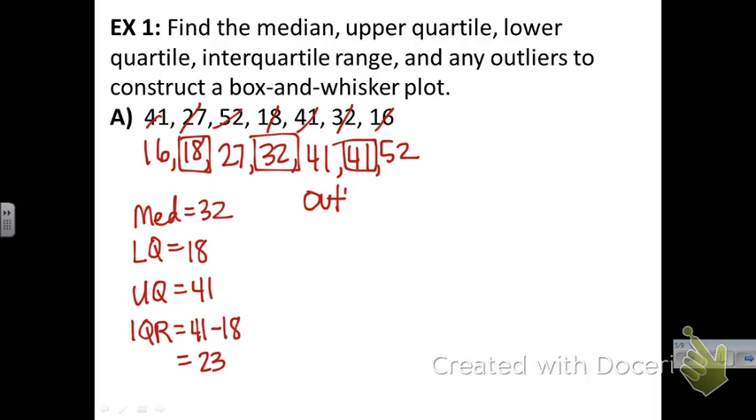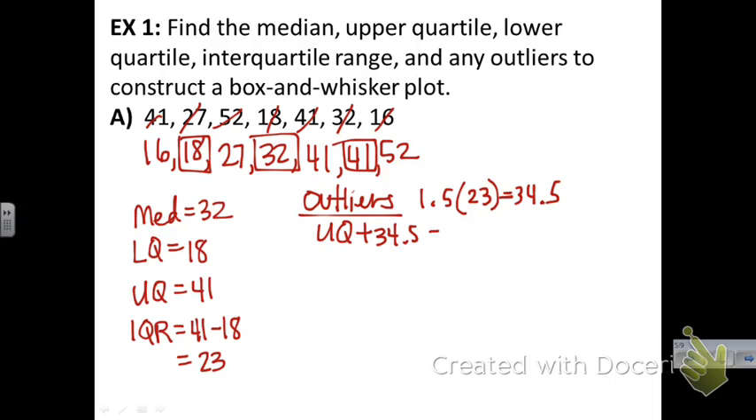So, outliers. To find outliers, we take 1.5 times the interquartile range, which was 23. And this gives us 34.5. From there, we're going to use that number. We're going to take the upper quartile and add 34.5, and then we'll also take the lower quartile and subtract 34.5. So when we add it to the upper quartile, we get 75.5, and when we subtract it from the lower quartile, we get negative 16.5.